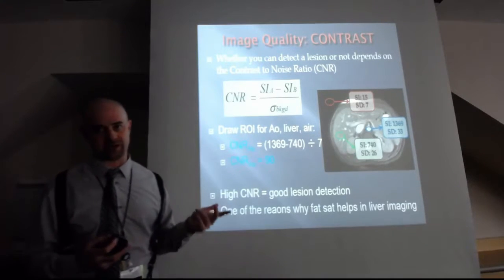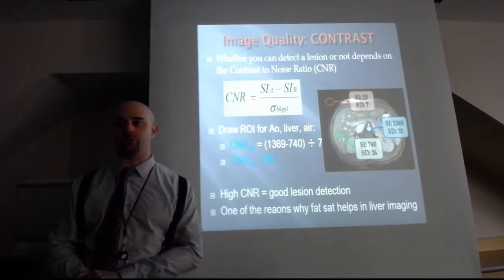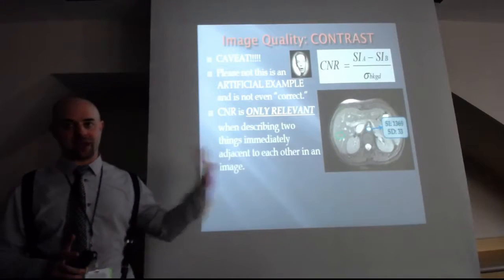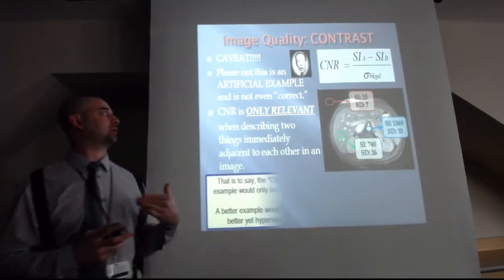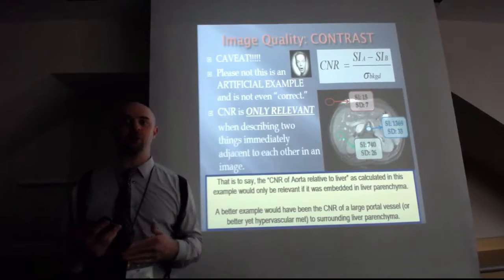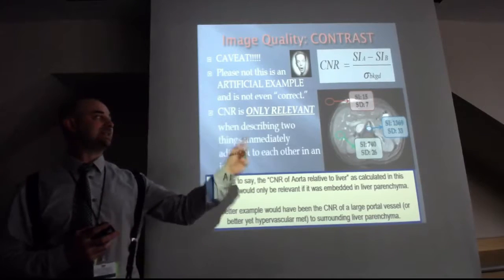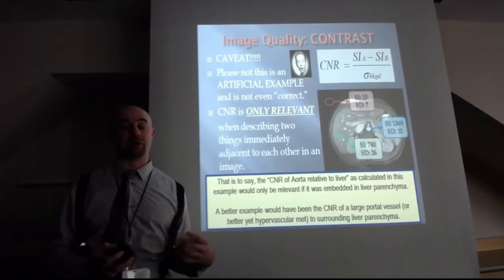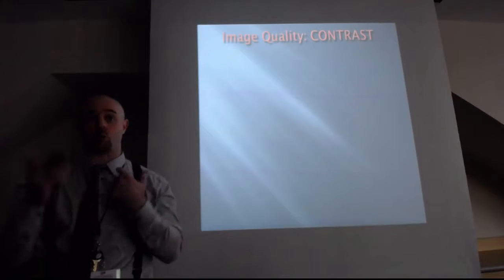And whenever you have a high contrast to noise ratio, you have good lesion detection. So, for example, that's why people do things like fat saturation and stuff. Now, big warning, the example I just gave, the example calculation is very artificial. It's not even correct. So contrast resolution is really only relevant when two things are located in physical proximity. So if the aorta ran right through the liver parenchyma, then that would make sense to call it a contrast to noise ratio. Here, we could do that with a portal vein, or if there was a liver lesion.